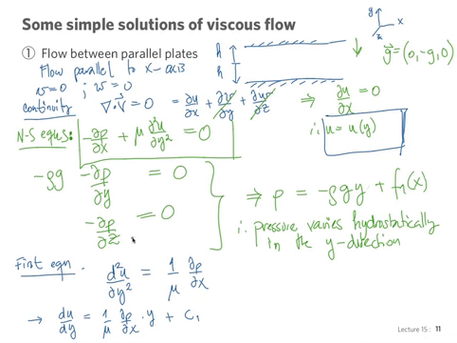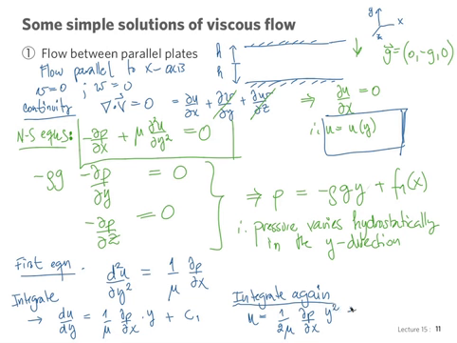So now we integrate again. And we get u is equal to, and so this is y. The integral of y is 1/2 y squared, and so I get a 1/2 here. So 1 over 2 mu dp dx is a constant when I'm integrating with respect to y squared, plus c1 y plus c2.